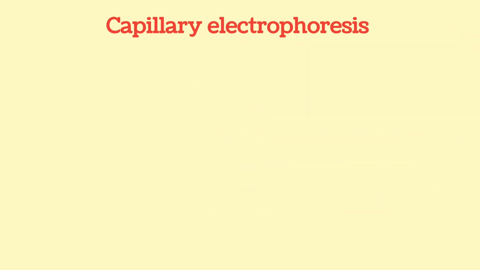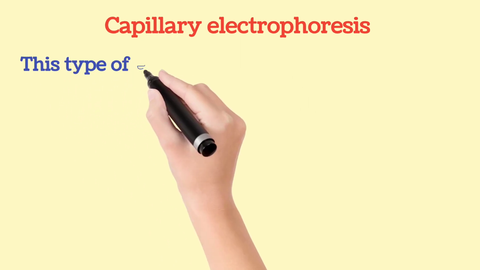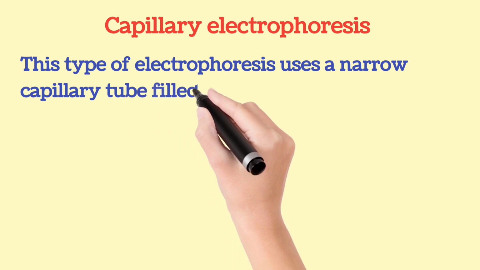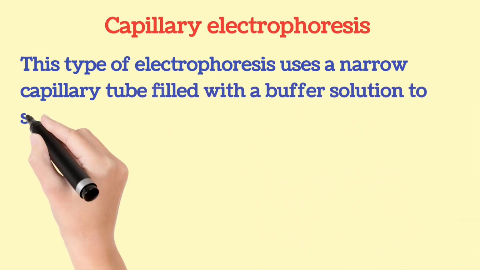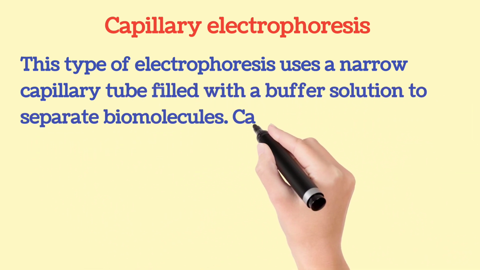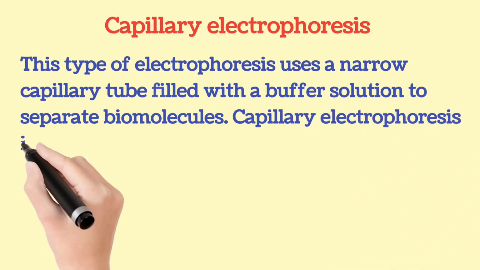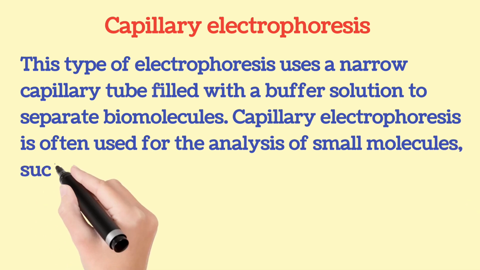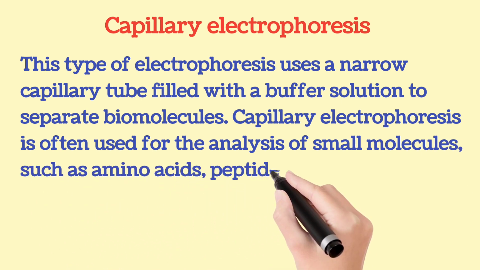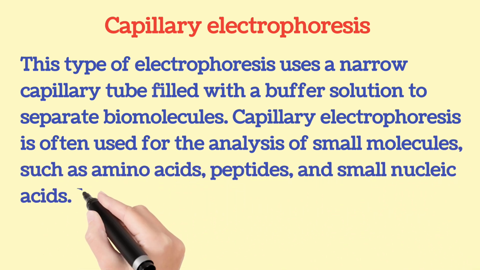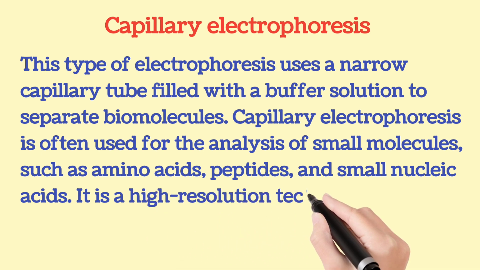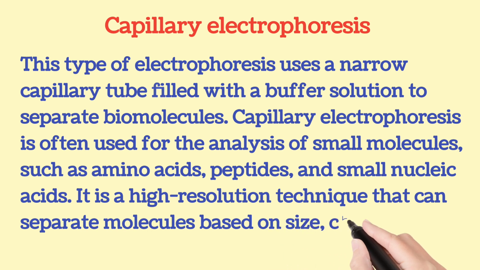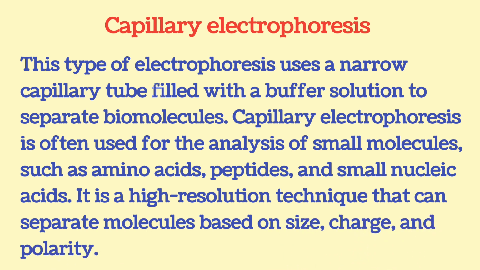3. Capillary electrophoresis. This type of electrophoresis uses a narrow capillary tube filled with a buffer solution to separate biomolecules. Capillary electrophoresis is often used for the analysis of small molecules, such as amino acids, peptides, and small nucleic acids. It is a high-resolution technique that can separate molecules based on size, charge, and polarity.